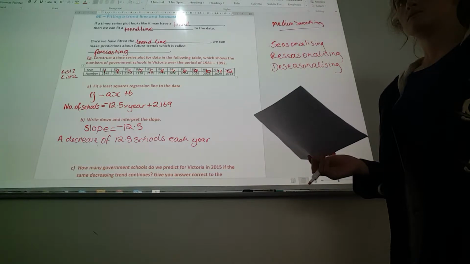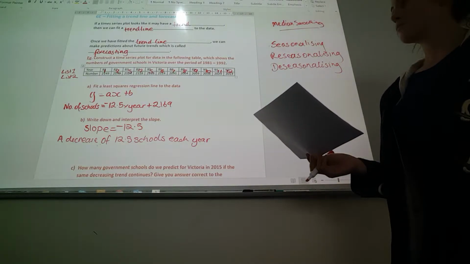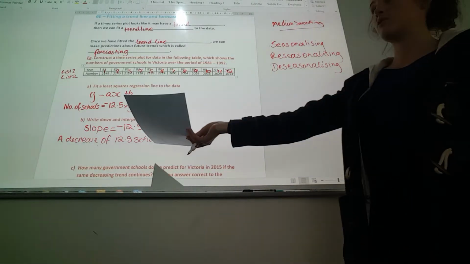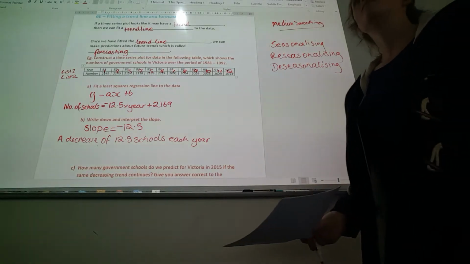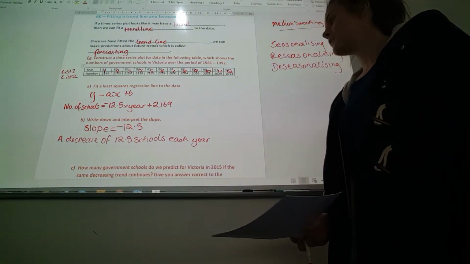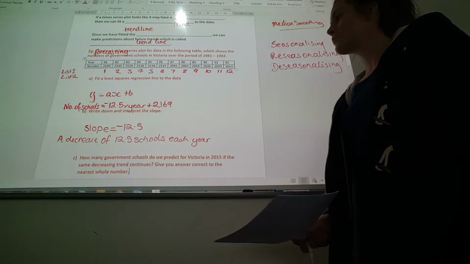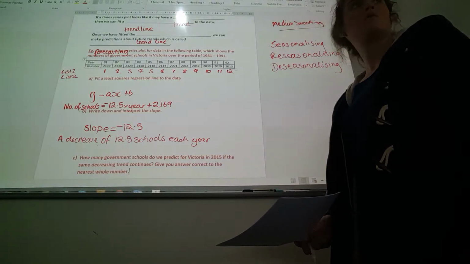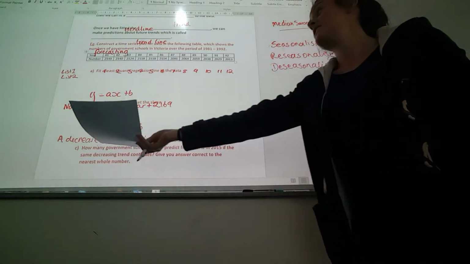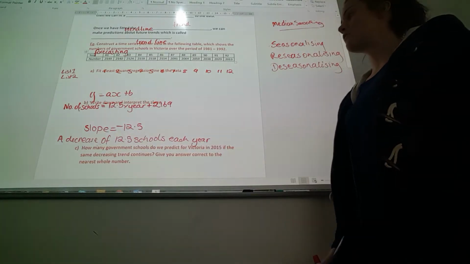What would that be, like 12.5 what? Or just 12.5 schools. Yep. Okay. Wouldn't it be negative 12? No, we've already said decrease, so we don't need to put the negative 12.